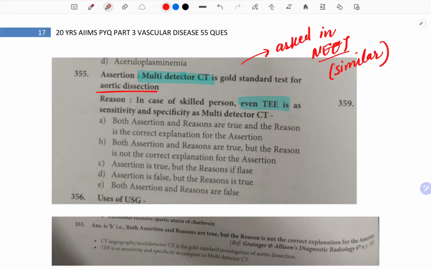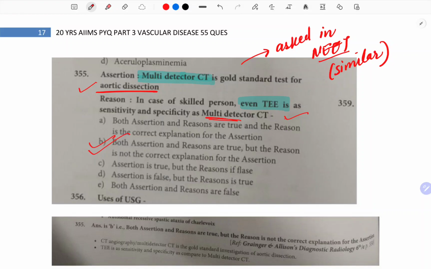Now they're also asking questions on the investigation of choice. This question was repeated in the NEET a few years back. See, first assertion reasoning. Multi-detector CT is the gold standard test for aortic dissection. That's a true statement. And in the case of skilled persons, even transesophageal echocardiogram is as sensitive and specific as multi-detector CT. This is also a correct statement. And since both of them are not the explanation, the answer will be B.